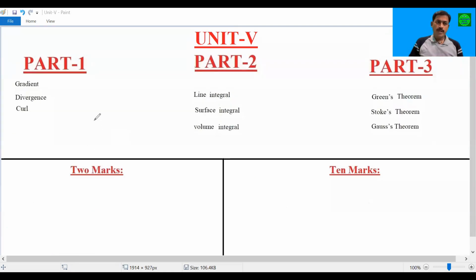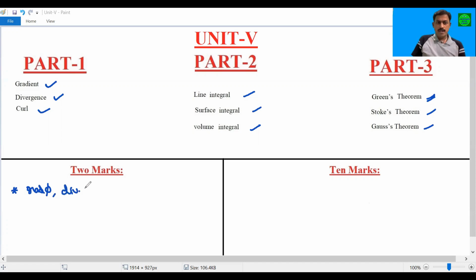Unit 5, we can divide again into part 1, part 2, part 3. In part 1, we will have gradient, divergence, curl, and in part 2, we will have line integral, surface integral, volume integral. And in part 3, the main three theorems are there: Green's theorem, Stokes theorem, Gauss divergence theorem. You may expect the 2 marks from these kinds of methods.